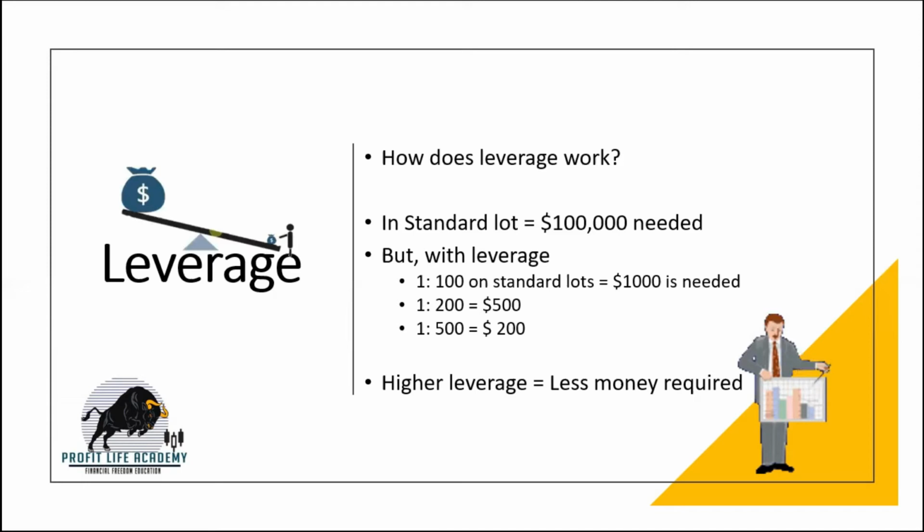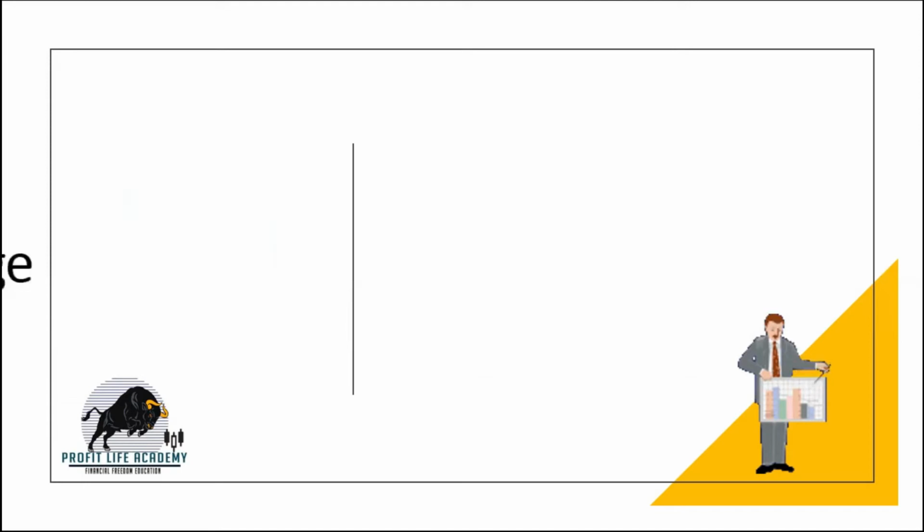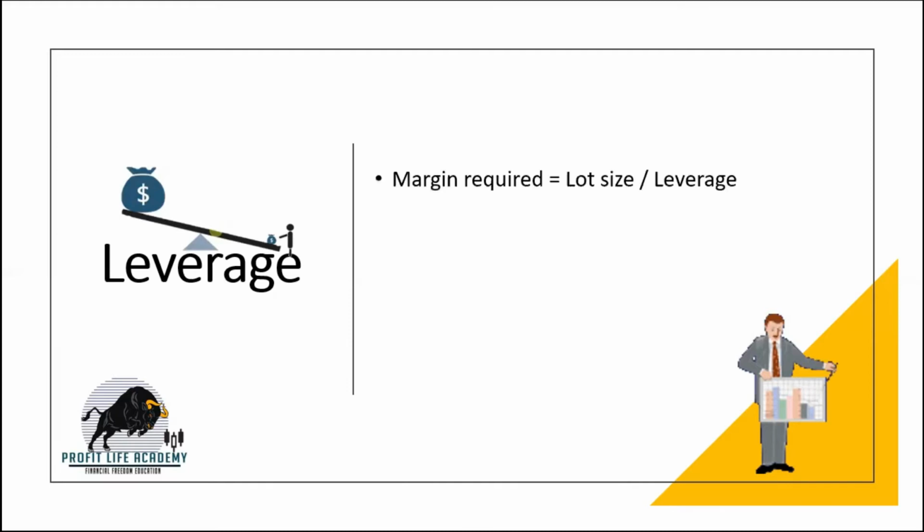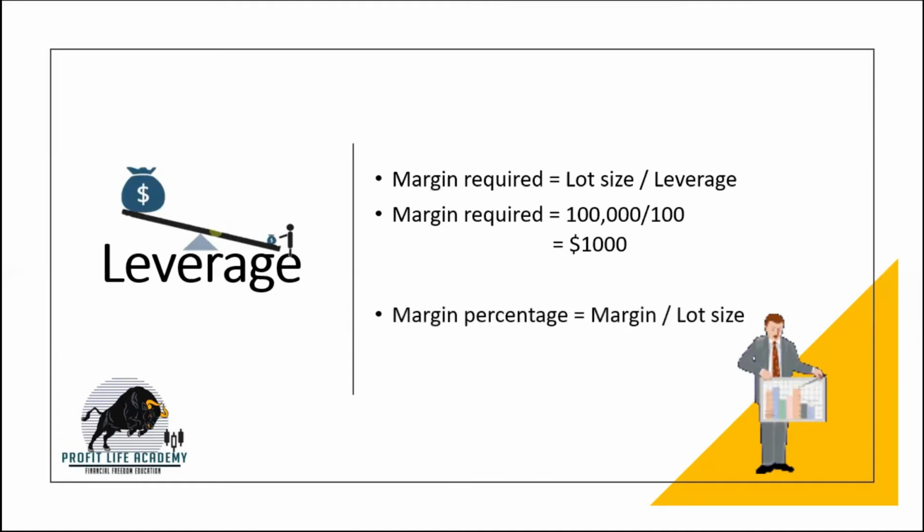So now let's get into actually how to calculate those things, right? So margin required is lot size divided by your leverage, right? So for an account that's 100,000 units divided by 1:100, when you have 1:100, you only need $1,000 for your account to actually have the power of trading that lot size, which is your 100,000 units of a currency, right?